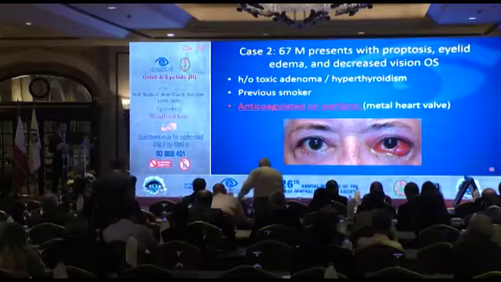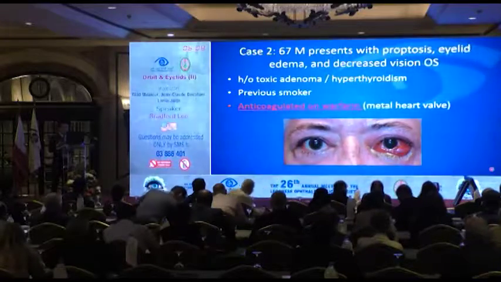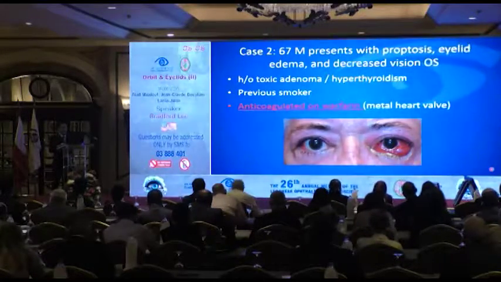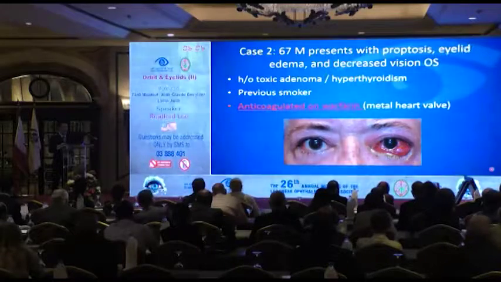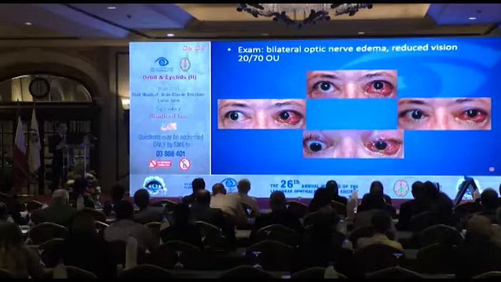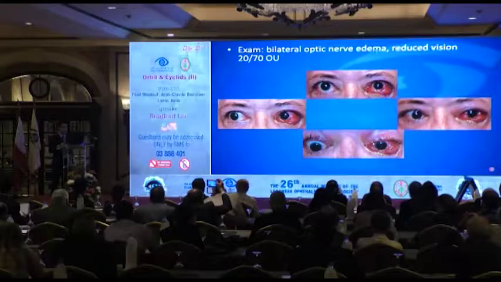There's no way I can go off of it. So I said, "Well, okay, you're severely affected. You have tons of chemosis. Your vision has gone down," and his vision was reduced in both eyes to 20/70 OU.